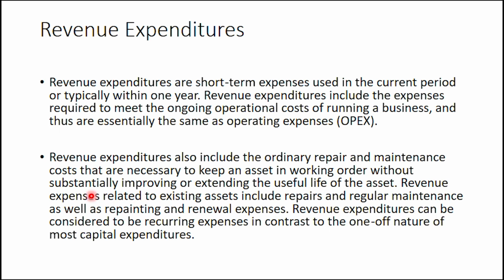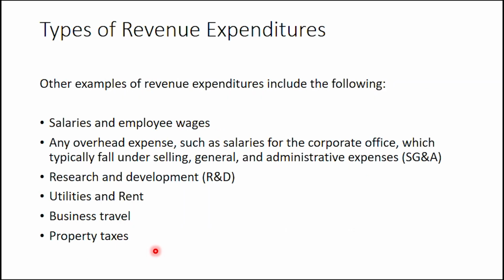Revenue expenses can be considered to be recurring expense. Recurring means the repeat. Every year you are making these expenses. Every year you are getting your machinery serviced. Every year you are getting some greasing done. So these are expenses of recurring nature that happen time and again, in contrast to the nature of most capital expenditures. Now here are some examples of revenue expenditure.